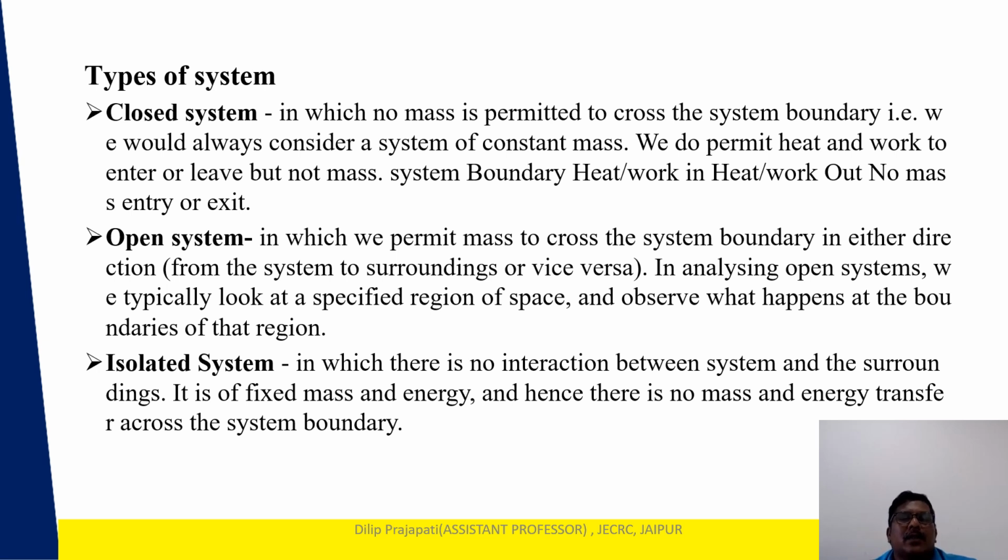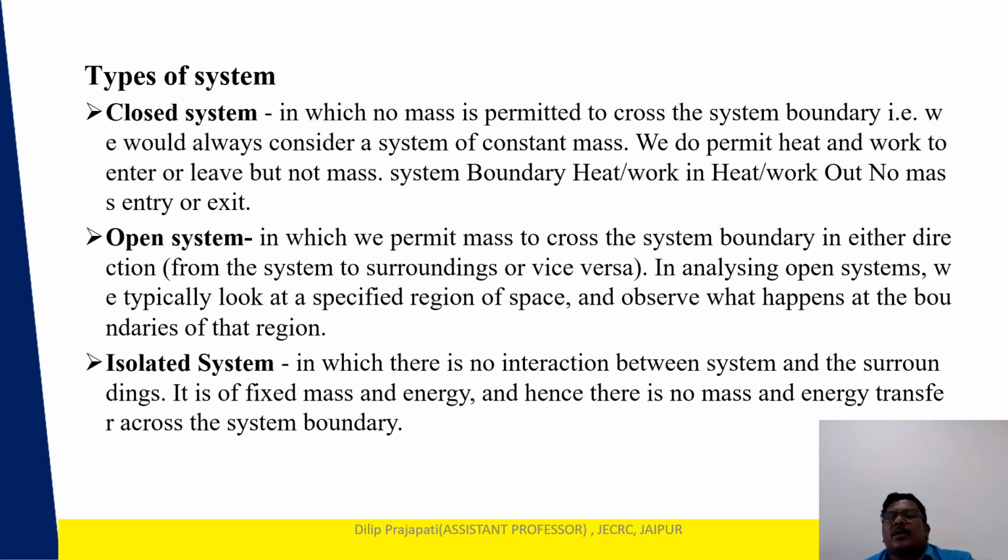Another system is the isolated system, in which there is no interaction between the system and the surroundings. It has fixed mass and energy, with no mass or energy transfer across the system. So there are 3 types of systems only: closed, open, and isolated. In a closed system, no mass is permitted across the boundary; in an open system, mass is permitted; in an isolated system, there is no interaction between the system and surroundings, and the mass or volume is fixed.